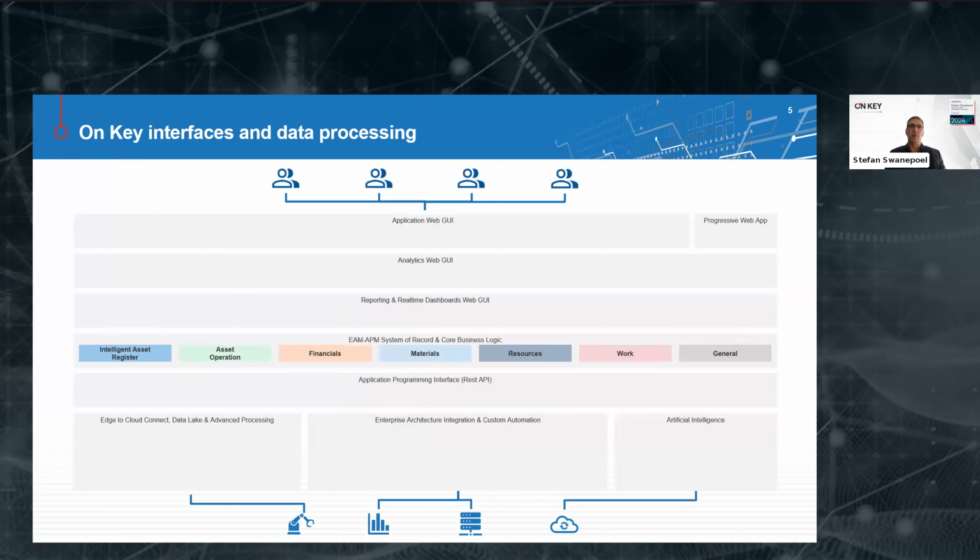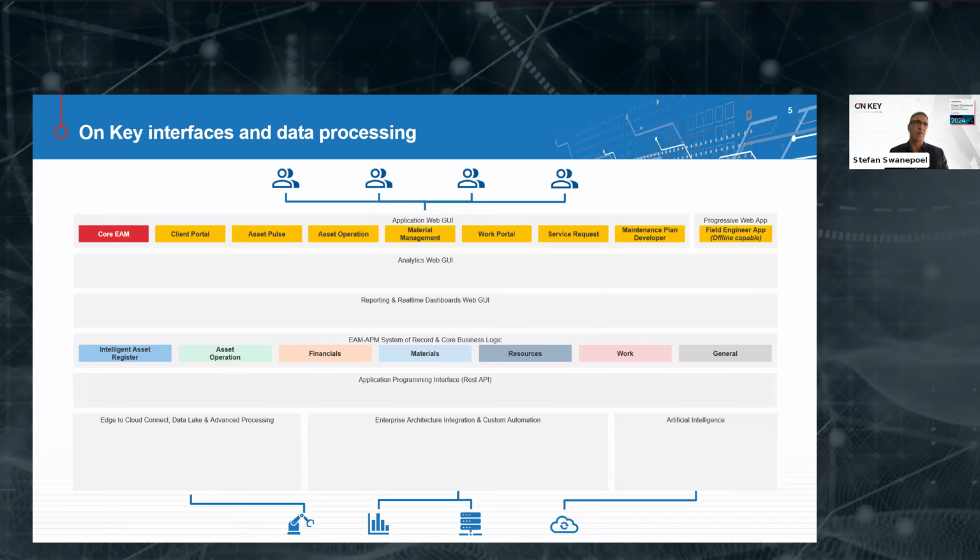We now pivot this to just another way to look at what all this consists of. So in the first place, OnKey provides a very comprehensive system of records for all your asset management information, together with the necessary business logic to make sure that the data within the system is well organized and that there's good quality data that can then be used to do your asset management actions with.